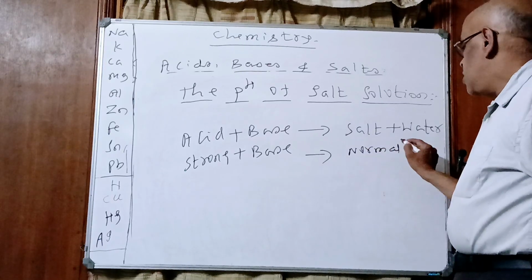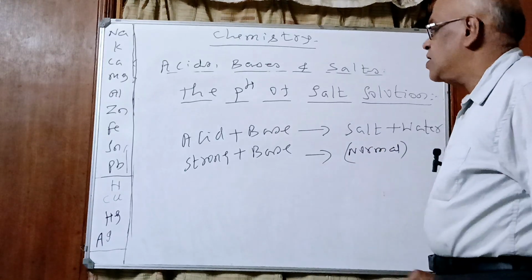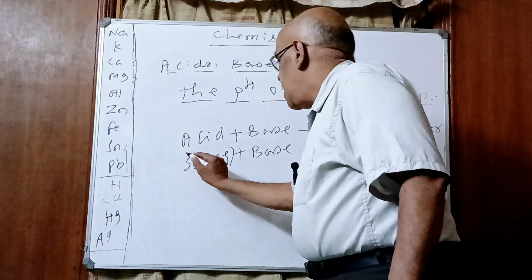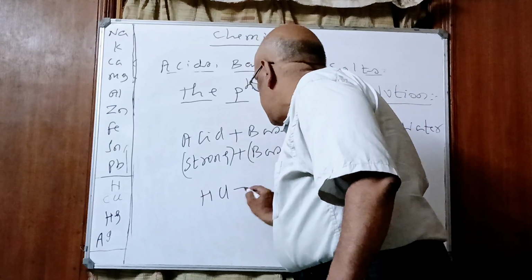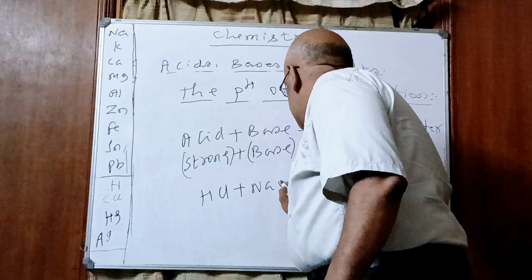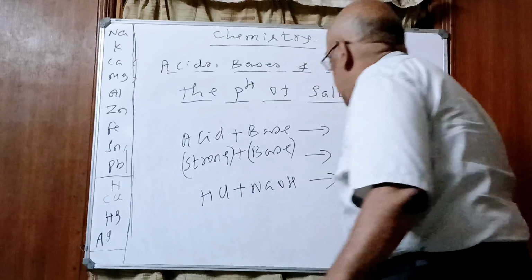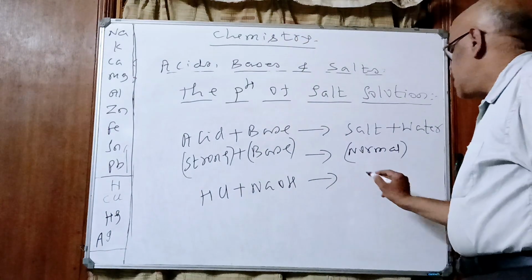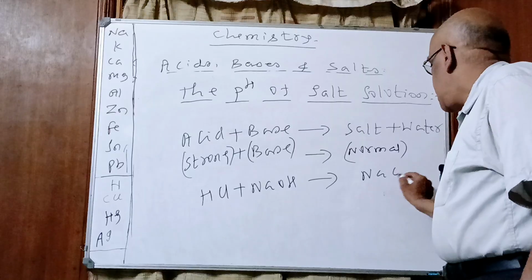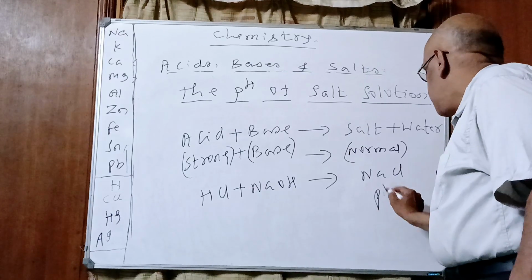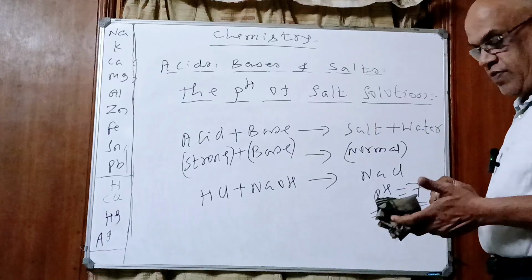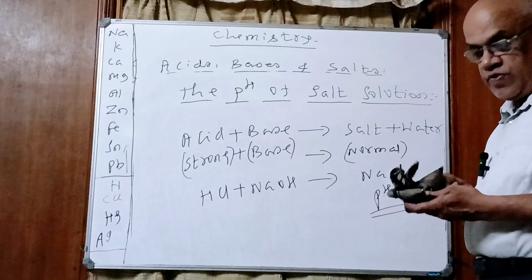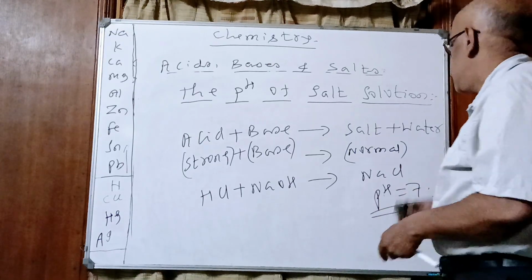Salt formed is normal salt. Like the acid is strong, the base is also strong. Which is a strong acid? Inorganic acid HCl. Strong base, NaOH, KOH. What is the salt formed? NaCl. It is a normal salt. The pH will be exactly equal to 7, children. Understood? Okay. We will go to the next one.